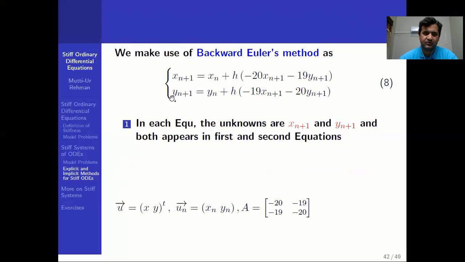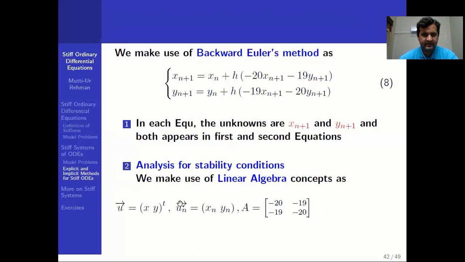Or you can say that both of these two will appear on the right hand side of these equations. Okay, so these are unknowns actually, xn plus 1 and yn plus 1, the solutions at these points. Now I can make use of linear algebra, and then I can study the analysis for the stability condition.